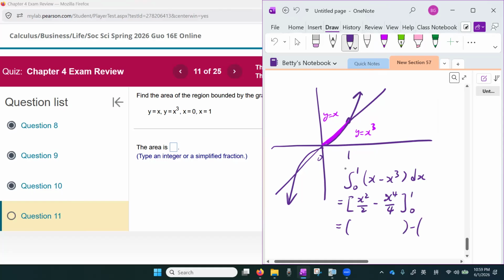Parentheses minus parentheses. If we plug in 1, we have 1 squared over 2 minus 1 to the power 4 over 4. Plugging in 0, we have 0. So it's a half minus a quarter. It is a quarter. How do we double check if this is correct? We would have to check the process we did earlier. From 0 to 1, x minus x cubed, 1 half minus quarter. Yeah, so a quarter.